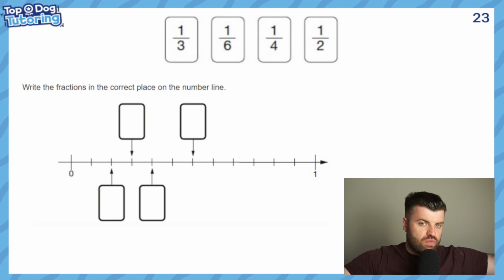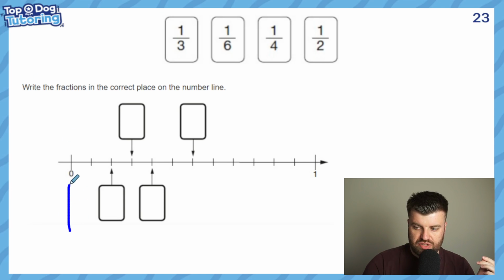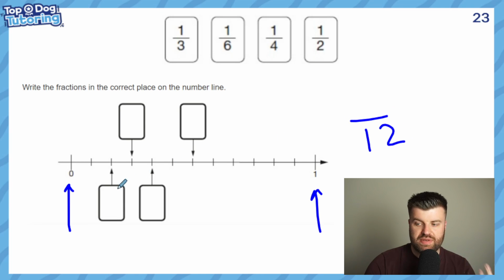Now we see a question where we put fractions on a number line. There's a couple of ways to answer this question, okay? We could notice straight away this is 0 and this is 1, and we could count the jumps in between. That's a jump of 1, 2, 3, 4, 5, 6, 7, 8, 9, 10, 11, 12 intervals. So each jump is a 12th, 1/12, 2/12. This is 2/12, but of course the question doesn't give it to you in 12ths.